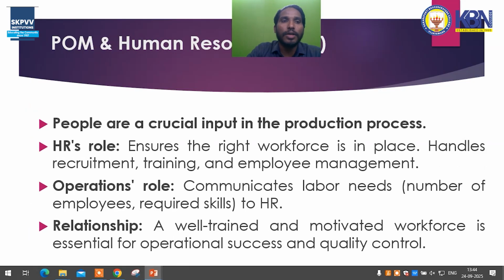And next, coming to production and operations with the human resources department. People are a very crucial input in the production processes. HR's role ensures that the right workforce is in place, and handles recruitment, training, and employee management. Operations' role is to communicate labor needs, the number of employees and skills required, to HR. And in the relationship, a well-trained and motivated workforce is essential for operational success and quality control.